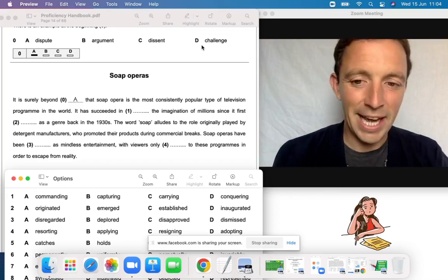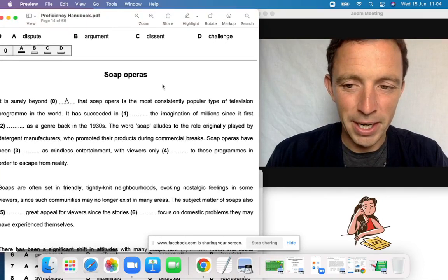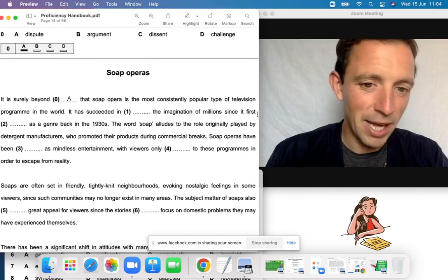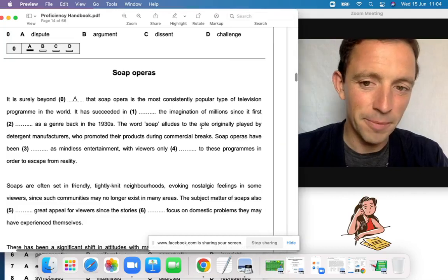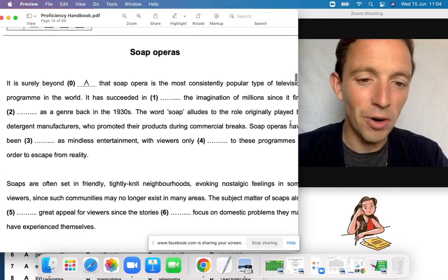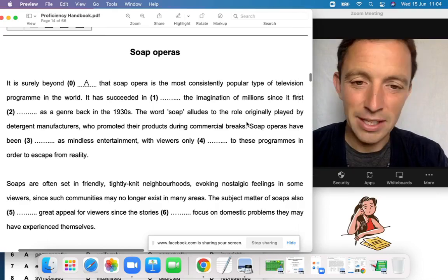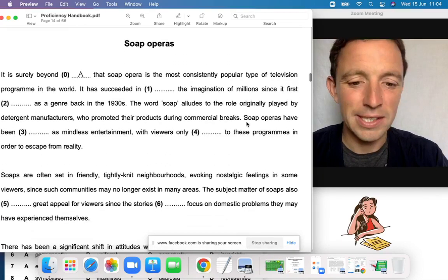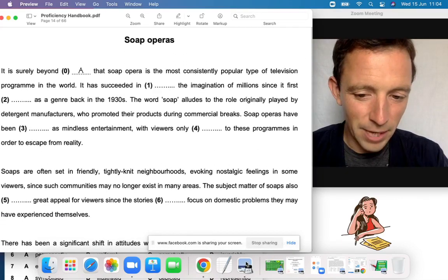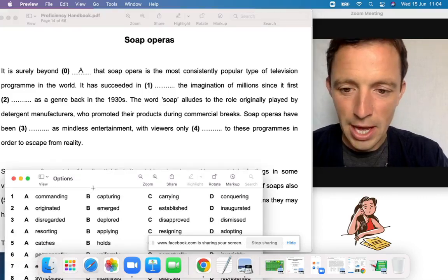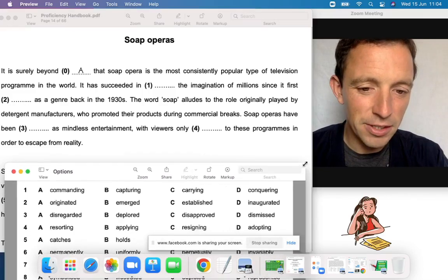I hope you can see the text. Maybe I'll make it a little bit bigger, and hopefully that will help a little. In fact, I'll make it a lot bigger, because it's very important that you can see the questions and not so important to see me. Okay, so here we go. And let's begin with the first paragraph.